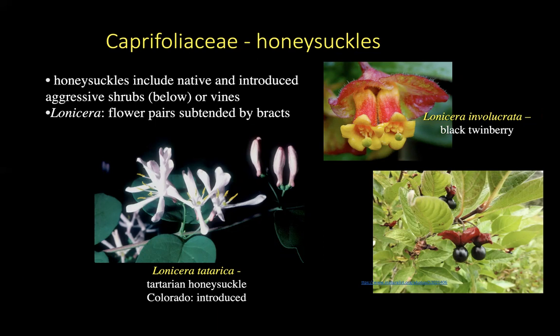The genus Lonicera, you can always tell it compared to Symphoricarpos that we'll talk about next, because the flowers are in pairs subtended by bracts. Some of the viney ones that we buy for our gardens and whatnot have really showy, like bright red bracts. Sometimes the bracts are just green and foliose, but they look morphologically different.